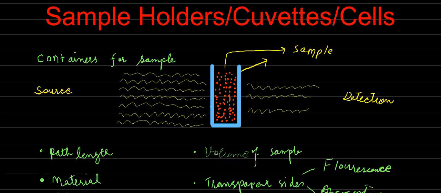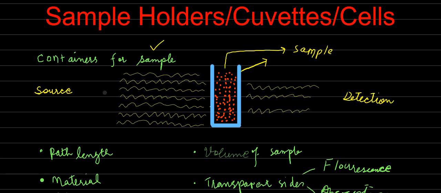Students, we will discuss the sample holders, or cuvettes, or cells used in a UV-visible spectrophotometer. First of all, we need to understand their objective. The sample cells are used to contain the sample, that is our analyte, which is normally in solution or liquid form, and these red particles represent the sample.